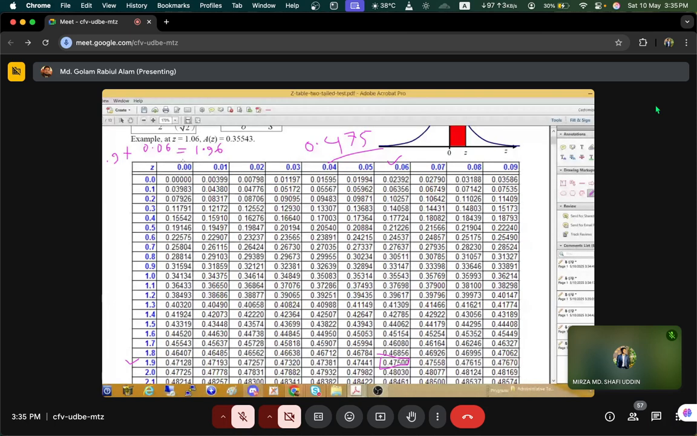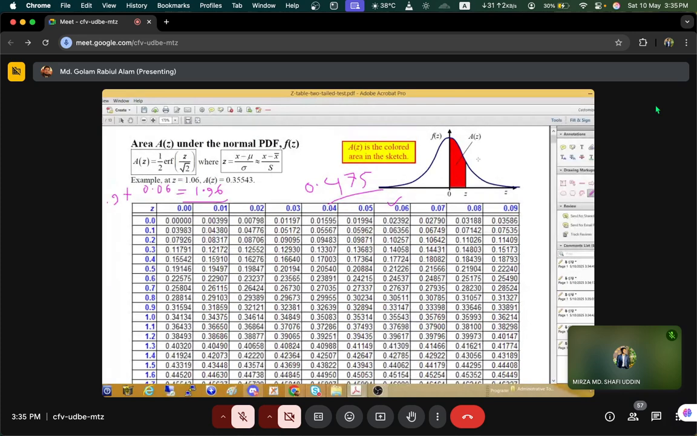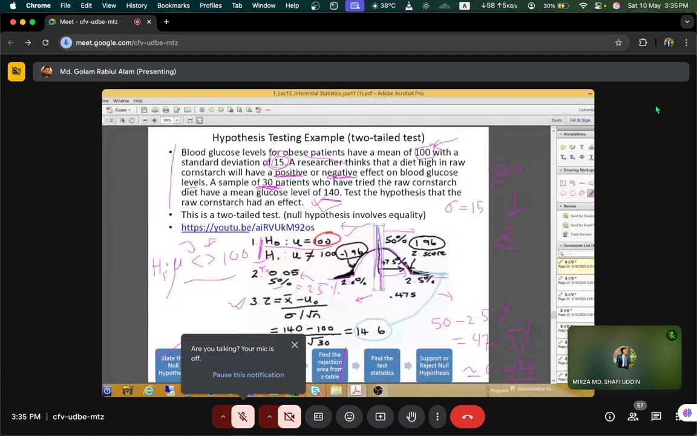So this is the value of the Z score. Here the value of the Z score is 1.96. You can see this is 1.96. Similarly, for the other side, that is the negative side, you will get negative 1.96. So positive 1.96 to negative 1.96.